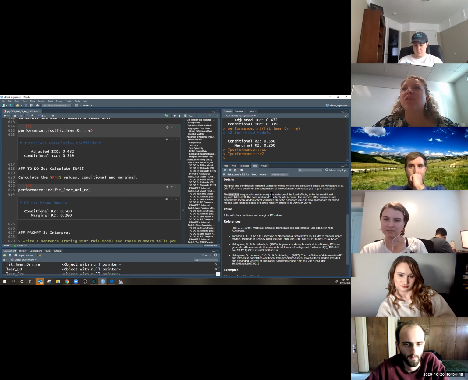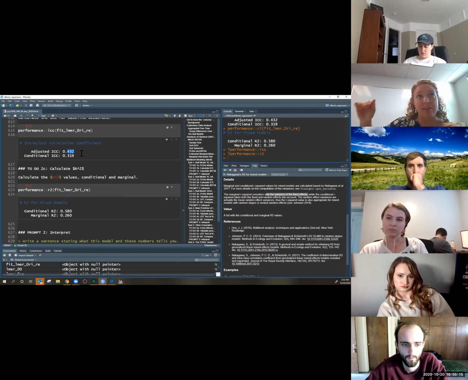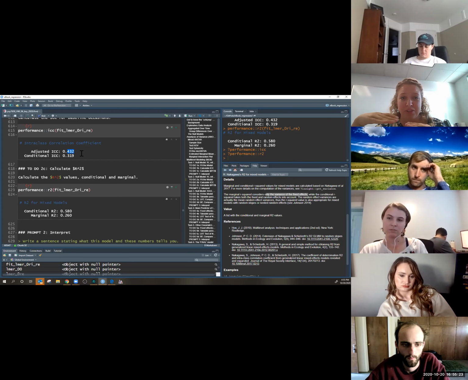Marginal R squared is only the variance of the fixed effects. So the 0.32 is just person-to-person differences at baseline. This marginal R squared is how much linear growth explained. And if you combine them, it's 0.43. They don't add up because there's some overlap. So person-to-person differences at baseline account for 32% of the variance, and linear growth accounts for 26%. If you combine linear growth and person-to-person difference at baseline, it's 43%.